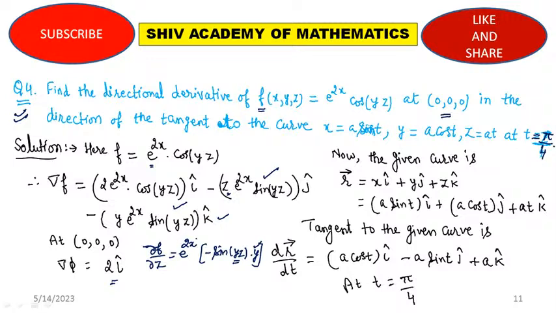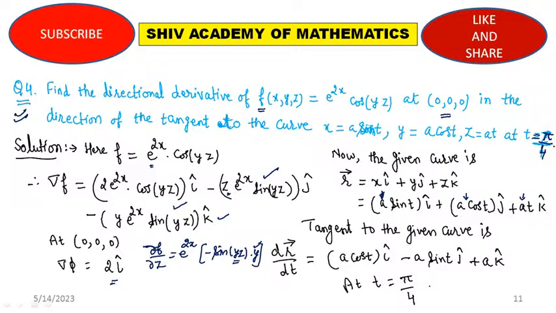Again, we have to find the unit vector, and the directional derivative is in the direction of the tangent to the curve. So we find the tangent to the curve, because the given curve is r equal to x i plus y j plus z k, where x is a sin t, y is a cos t, and z is at. The tangent is given by dr by dt. So we differentiate a sin t, a cos t, at, and get a cos t i cap minus a sin t j cap plus a k cap.